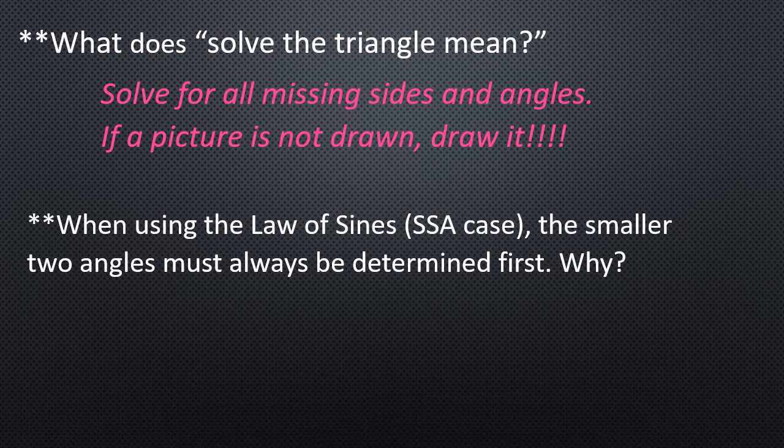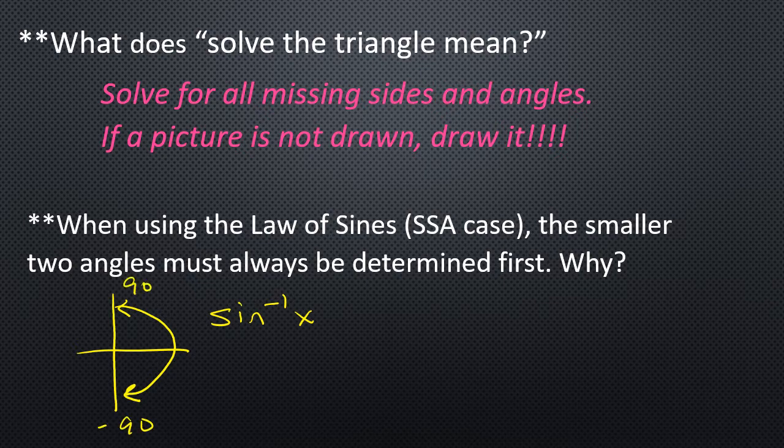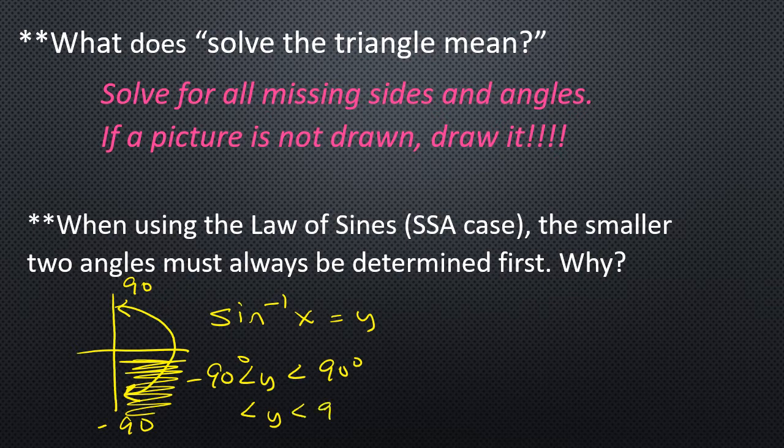Why is this? The reason is, if you think back to last semester, when we take the sine inverse of a function, we can only get output values between -90 and 90 degrees. You can take the sine inverse of any number between -1 and 1, and your output will be between -90 degrees and 90 degrees. In reality, we don't have any negative angles in our triangles, so we're looking for values between 0 and 90.